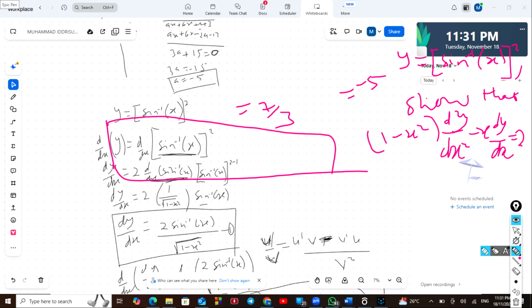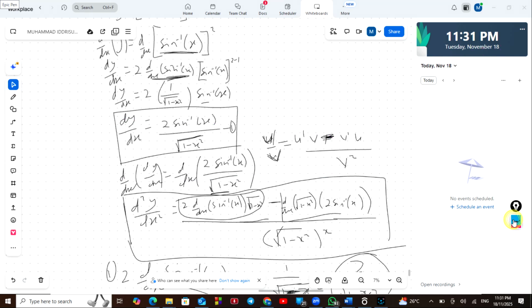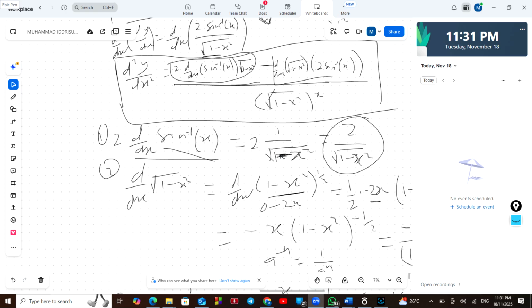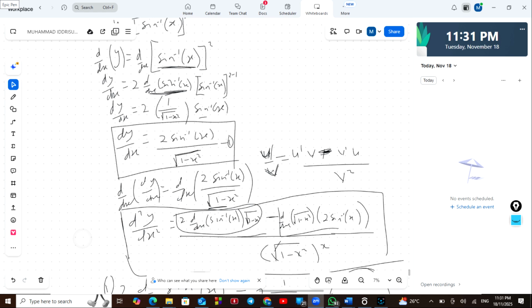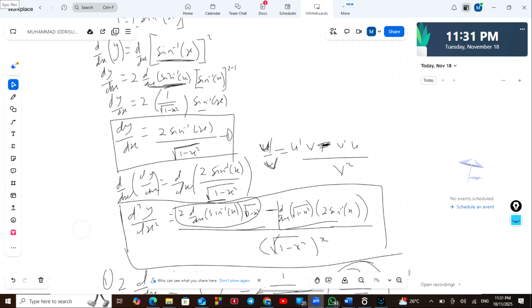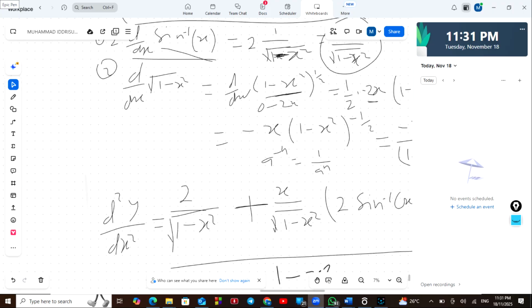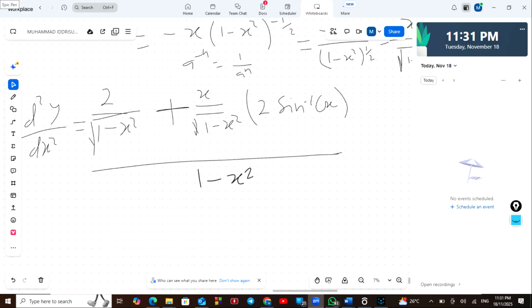So let's see, this is our dy dx. Dy dx is here, and look at it. It is 2 sine inverse of x all over root 1 minus x squared. So now let's go back. Let me close this. Let's check it again. So dy dx is equal to 2 sine inverse of x all over root of 1 minus x squared. So let's just rewrite it.